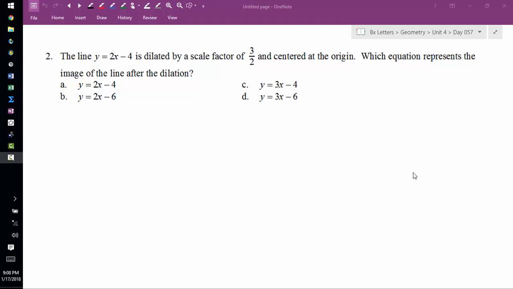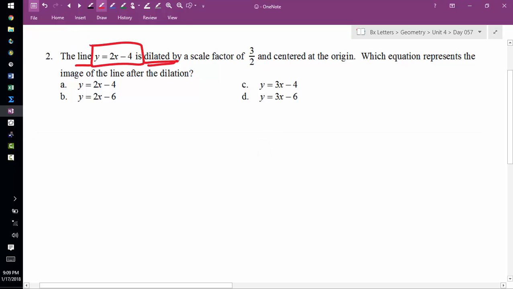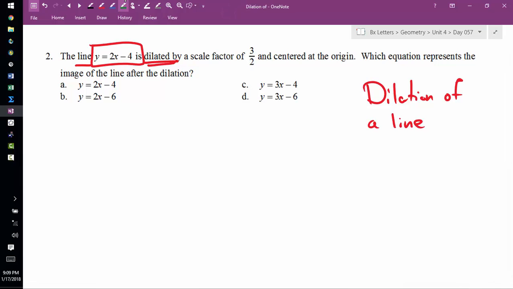Problem two, I think this is the last of the multiple choice. And if I just read along, I'm in regions mode and I'm looking for buzzwords and I see line, they give me an equation, and there it is. It's a dilation of a line.